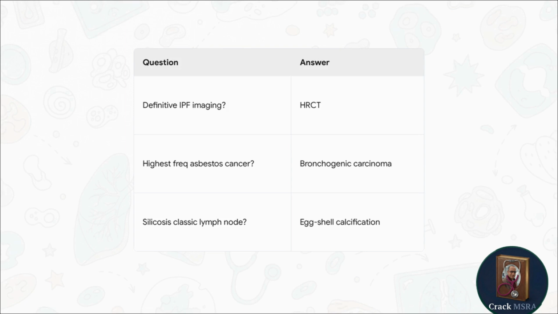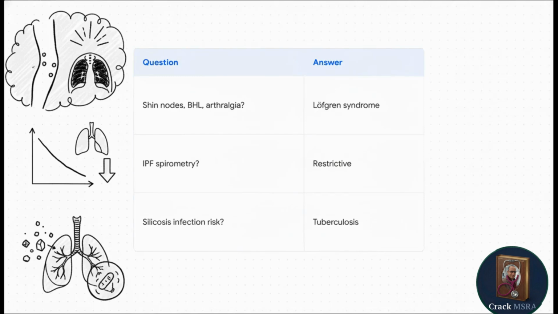Question 2. What is the highest frequency malignancy associated with asbestos? Don't fall for the trap, it's bronchogenic carcinoma, not mesothelioma. Question 3. What is the classic lymph node radiographic sign in silicosis? You're looking for that eggshell calcification. Pattern recognition is absolutely key here. Let's keep the momentum going.